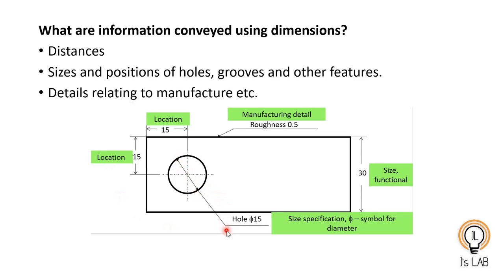So location of the hole is specified. Now using this dimension, you got it is a hole of diameter 5, where the symbol is used to represent diameter. Here you have written hole, so a note is also provided. So this is the size specification, 5 with the symbol for diameter. Now what is the size of this edge? That is 30 mm. Now manufacturing detail. This surface should have a roughness of 0.5. So manufacturing detail is also provided. All these things will be included in the dimensions. Some may not be present at all times. In all drawings, manufacturing detail may not be there. Whenever it is necessary, it will be provided.